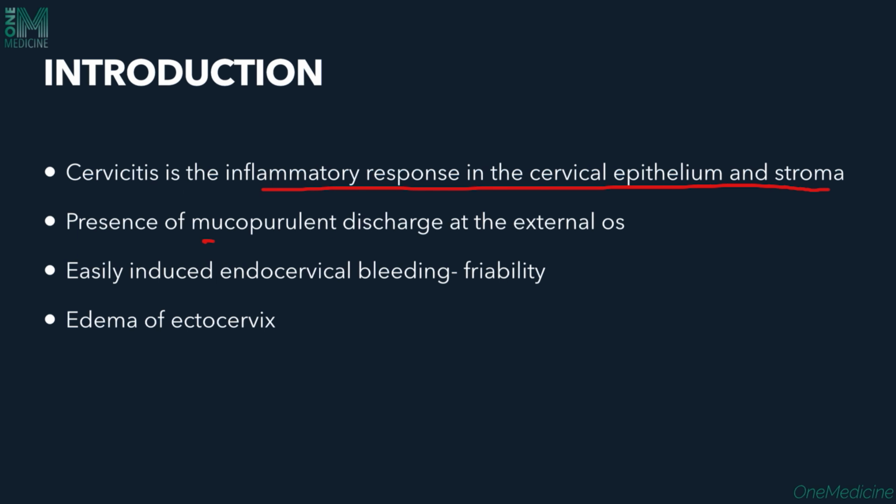There'll be presence of this mucopurulent discharge, which is seen at the external os. Sometimes there'll be easily inducible endocervical bleeding also, which is called easy friability. Sometimes there can be edema of the cervix also. So if all of these findings are present, then we say maybe the patient has got cervicitis.